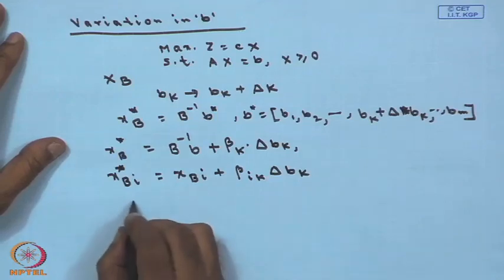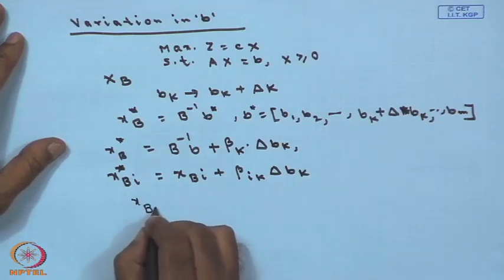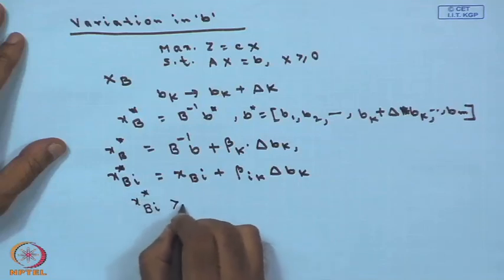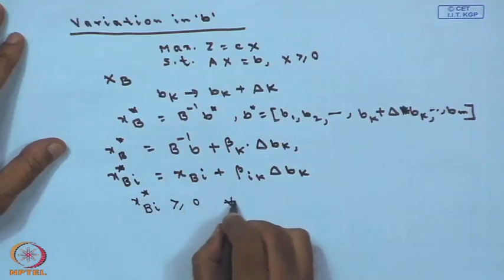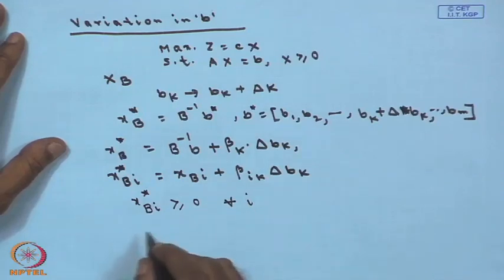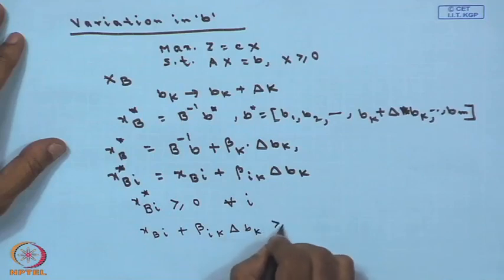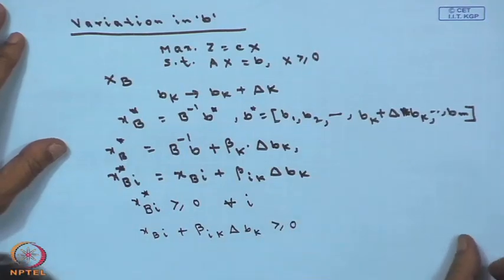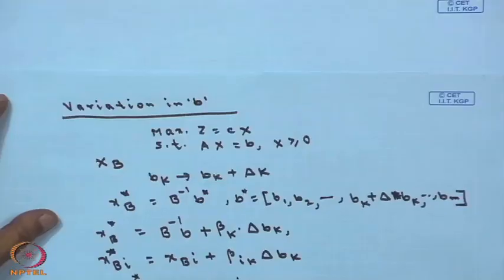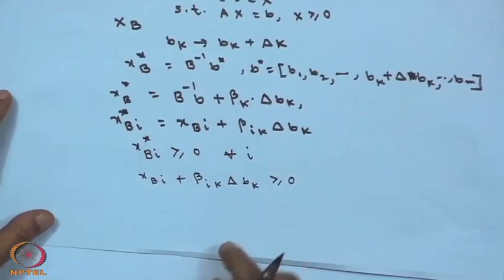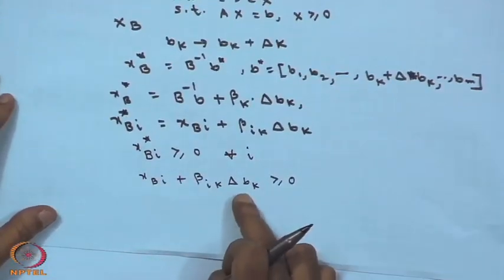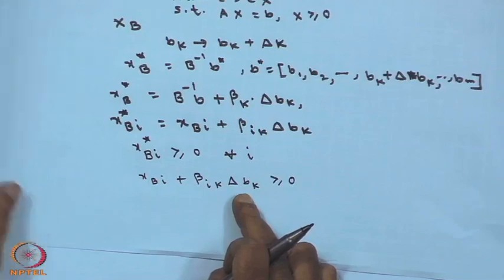Now, let us test the feasibility. What condition should be satisfied? The condition is x_Bi star greater than or equal to 0 for all i equals 1 to m. So x_Bi star means x_Bi plus beta_ik into delta b_k should be greater than or equal to 0. I am doing this one in a little detail, the next one we will not do it. So the last equation is x_Bi plus beta_ik delta b_k greater than or equal to 0.